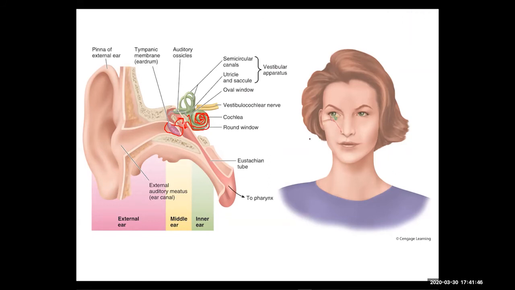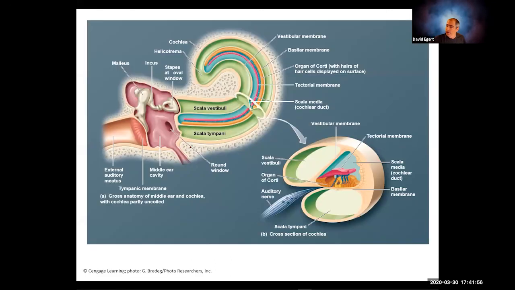So do we need to know the process? So after it goes to the oval window? Yeah, you should know that once it goes to the oval window, then a fluid wave is going to go up the vestibular duct, loop around at the helicotrema, and then come back down the tympanic duct, and then release at the round window.